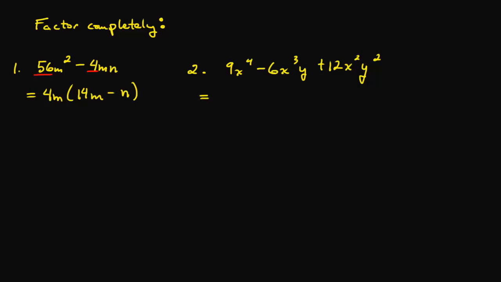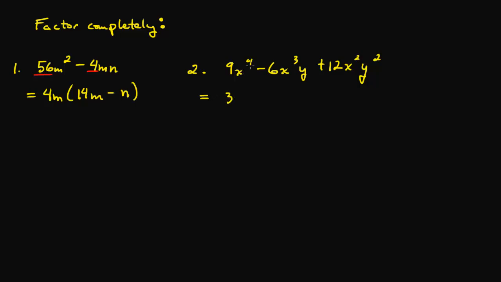So in the next question, we have three terms, and the trinomial is 9x to the power of 4 minus 6x cubed y plus 12x squared y squared. Remember that the first thing that you should always do is look at the coefficients. So 9, negative 6, and positive 12 are all divisible by 3. So we're going to factor out 3.